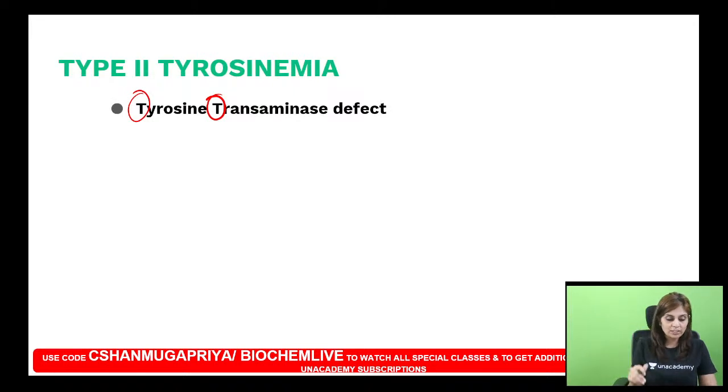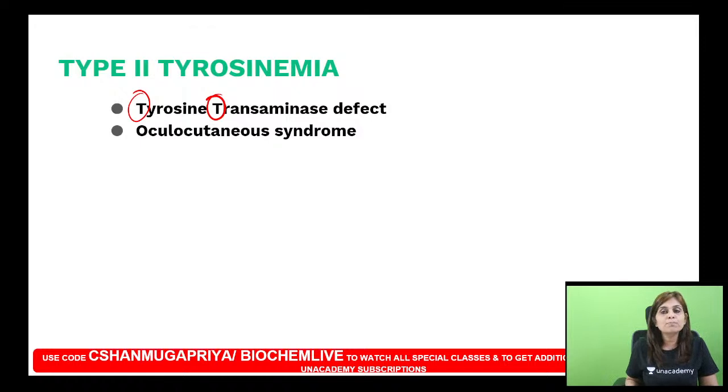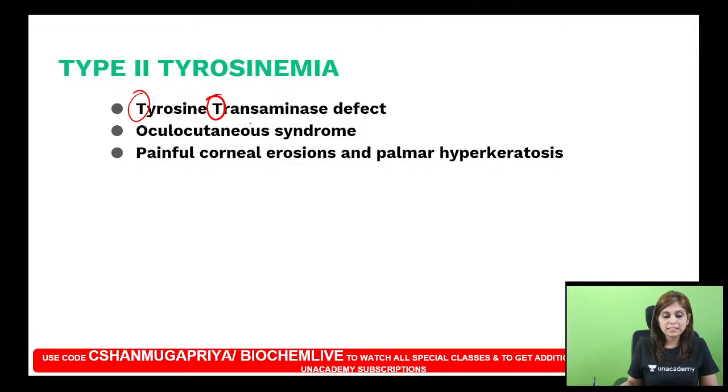It's otherwise called oculocutaneous syndrome. Oculo because it presents with spontaneous corneal erosions. Cutaneous because it presents with palmar hyperkeratosis. Yeah, that is why it was described as thick palm skin. Palmar hyperkeratosis is oculocutaneous syndrome or type 2 tyrosinemia.